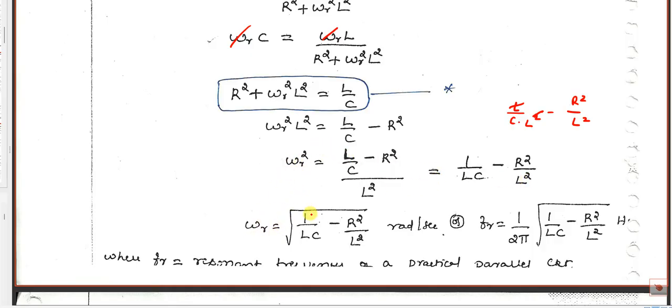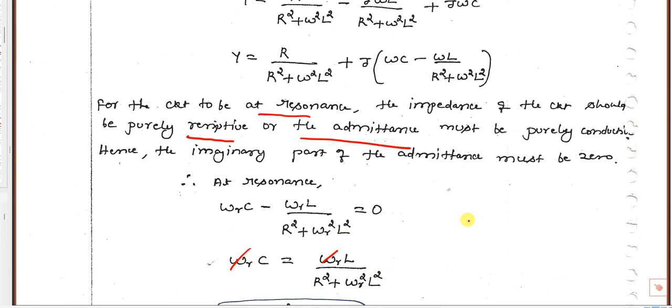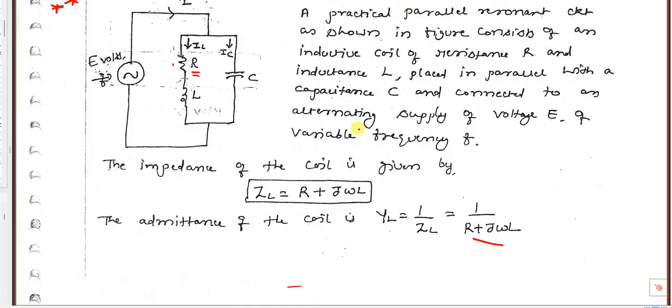So omega r square is this much, which means omega r is equal to the root of 1 by LC minus R square by L square radians per second. And the frequency is given by 1 over 2 pi, because omega r is 2 pi fr. So fr is equal to 1 over 2 pi times the root of 1 by LC minus R square by L square. Suppose the inductance is not having any internal resistance, then R is equal to 0.